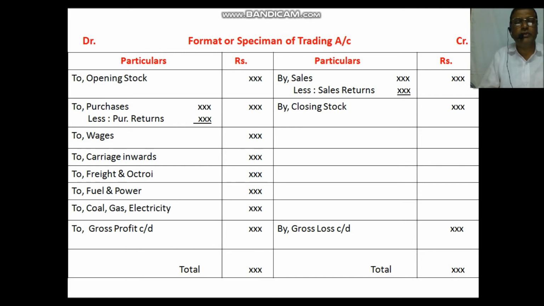First point is opening stock. Opening stock is an assumed figure, XXX. The next, after opening stock, what is next? The next is purchases, in the inner column.